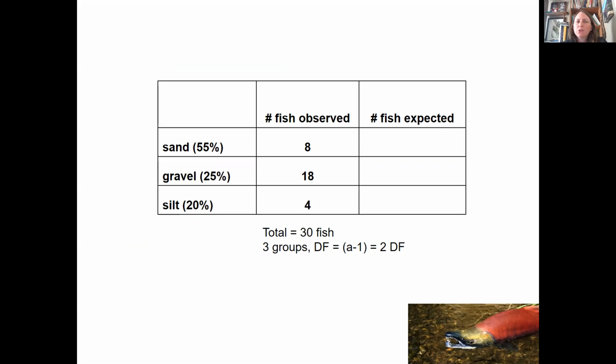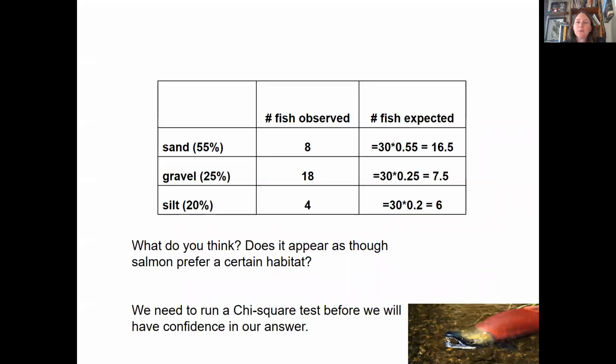Well, how many fish would you have expected in the sand? Well, from a total of 30 fish, if sand makes up 55% of the habitat, you might have expected to find 55% of the fish in the sandy habitat, right? So you would multiply the total number of fish by 55% to get the expected value if they show no habitat preference, right? So this is how we would calculate the expected values for sandy habitat, gravelly habitat, and silty habitat. You can see in the column, we've got observed values, and now we have expected values.